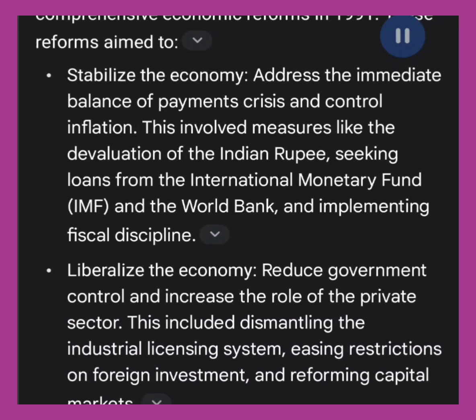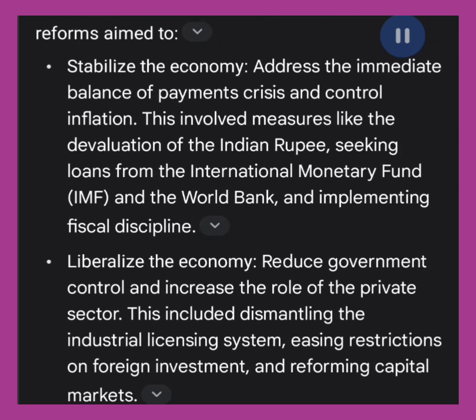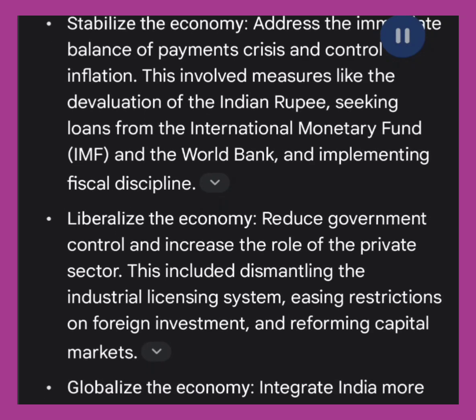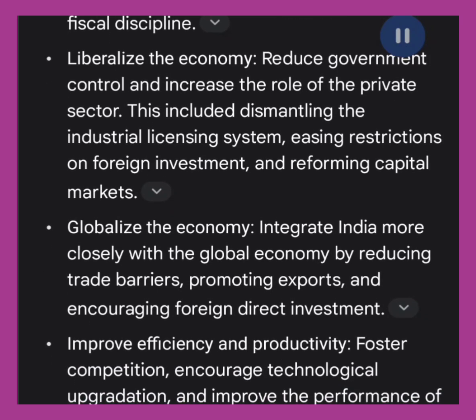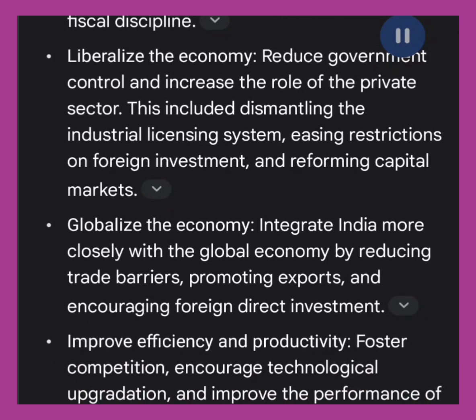This involved measures like the devaluation of the Indian rupee, seeking loans from the International Monetary Fund, IMF, and the World Bank, and implementing fiscal discipline. Liberalize the economy, reduce government control, and increase the role of the private sector. This included dismantling the industrial licensing system, easing restrictions on foreign investment, and reforming capital markets.